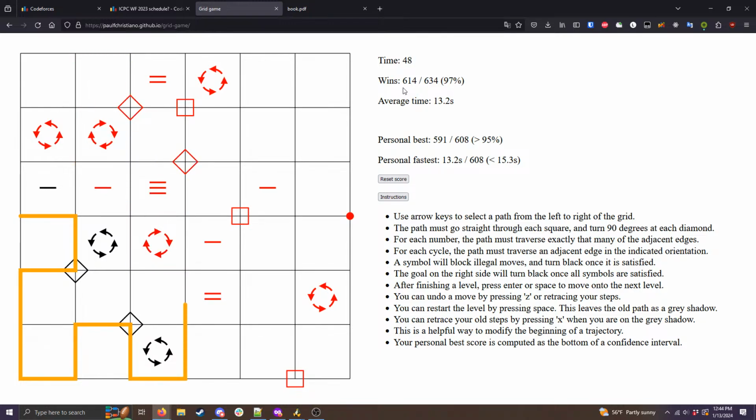Hold on, okay, this isn't going to work. No, I can't go up at the beginning, so I think I have to do something like this. Maybe going to the left will give me more space to work with.